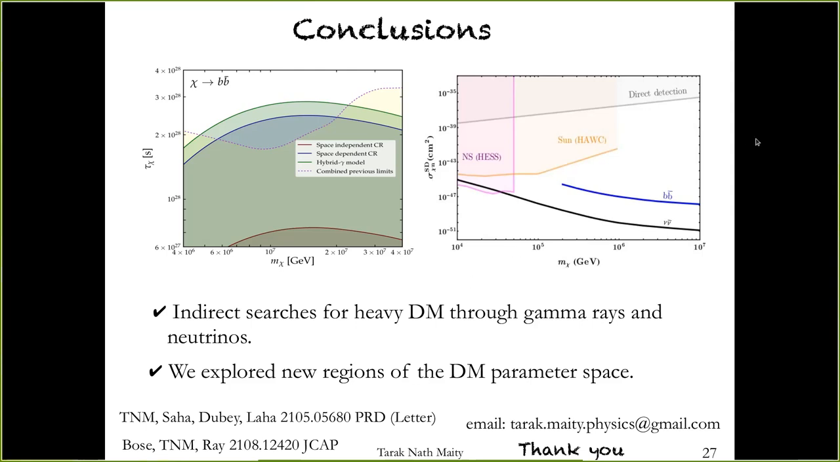In another scenario, we have looked into the neutrinos that would be produced from dark matter capture in a galactic population of neutron stars. And there you also see that by looking at those neutrinos, we might be able to probe a new region of the dark matter parameter space. And importantly, in the scenario that I have discussed, we are able to probe a complementary region of the dark matter parameter space. Okay, thanks for your attention.